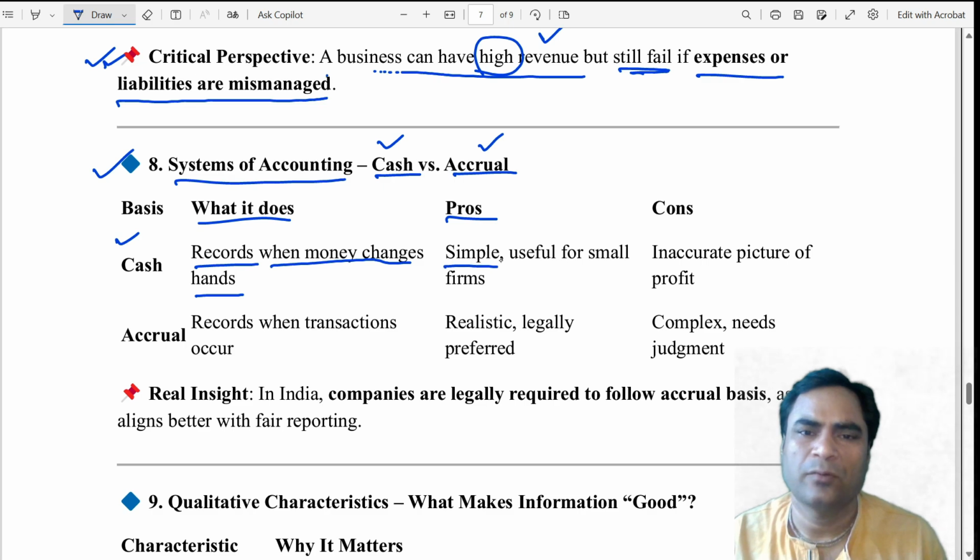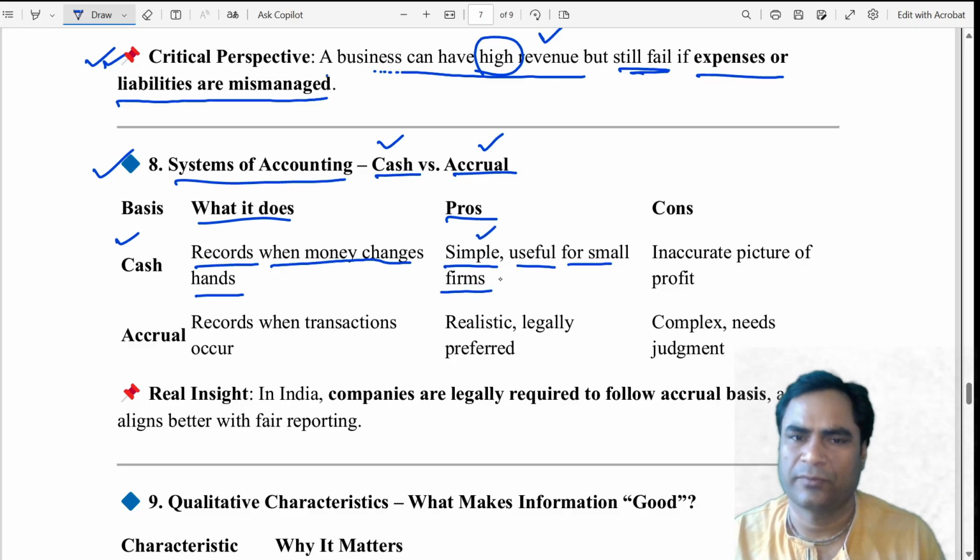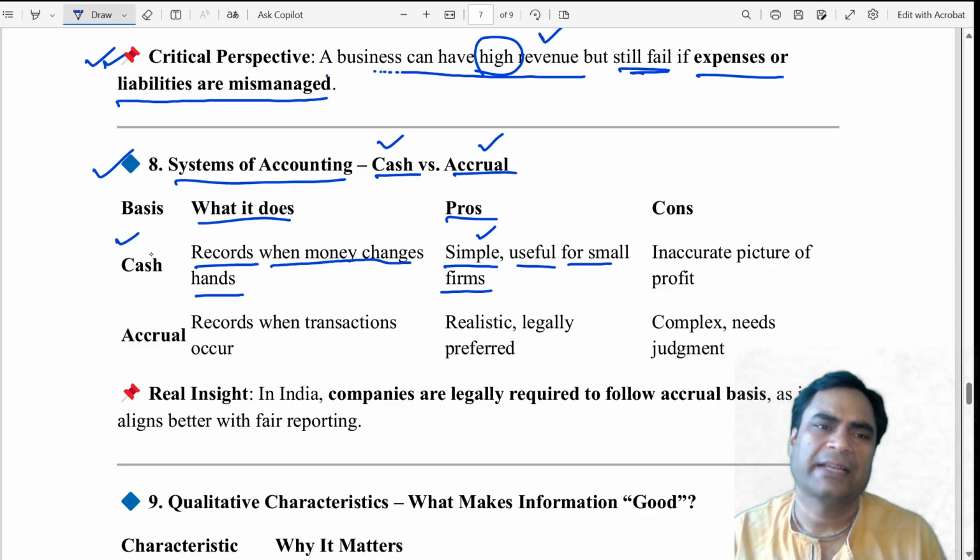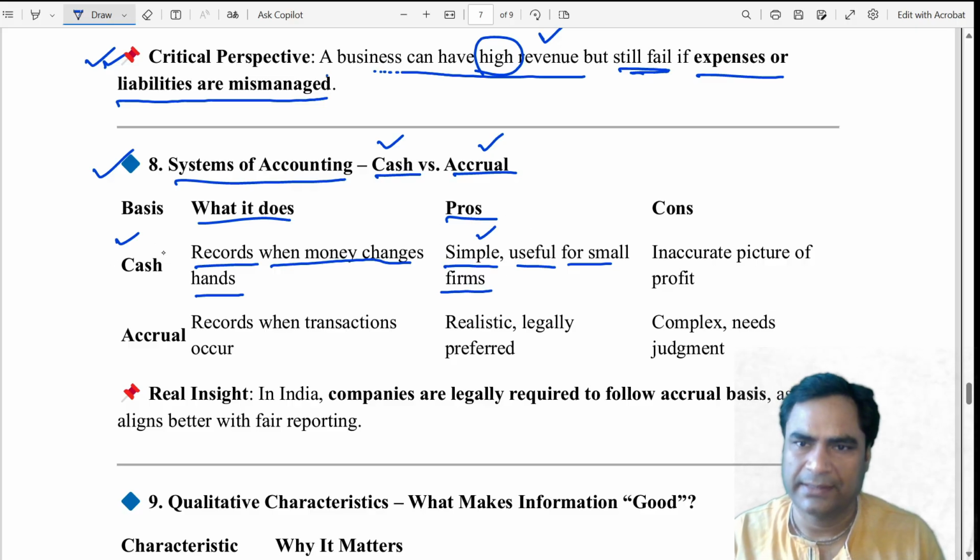It is very simple. Whenever the movement of cash is noticed, it is to be recorded. Otherwise, it will not be recorded. So it's very simple. Useful for small firms. It is useful for small firms. Yes, of course. If the firms are multinational companies, then cash basis would not work, right?